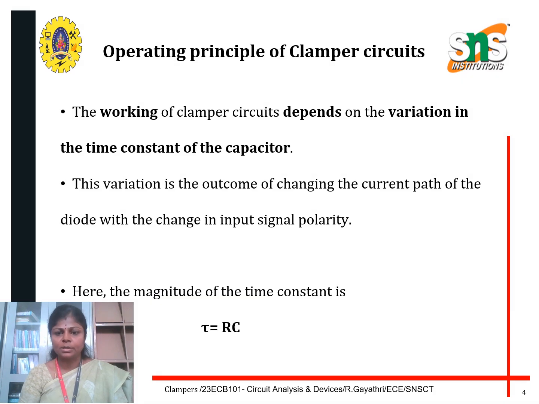Coming to the operating principle of the clamper circuit, the working of the clamper is mainly based upon the time constant of the capacitor circuit. The clamper circuit basically consists of one diode and a capacitor, along with a resistor. The time constant of the clamper circuit is given by the formula tau equals R into C, where R represents the resistor and C represents the capacitor.